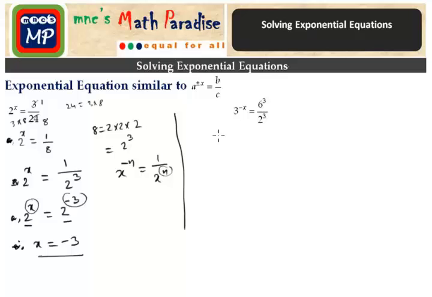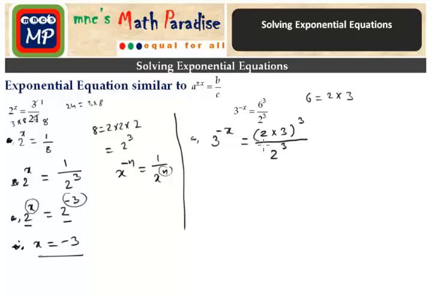Now in the second example, we have 3 to the power minus x equals 6 to the power 3 divided by 2 to the power 3. Now we need to simplify this fraction so that we can convert the whole thing into base 3. So how can we bring base 3 here? 6 equals 2 times 3. That means 6 to the power 3 will be (2 times 3) to the power 3, divided by 2 to the power 3.